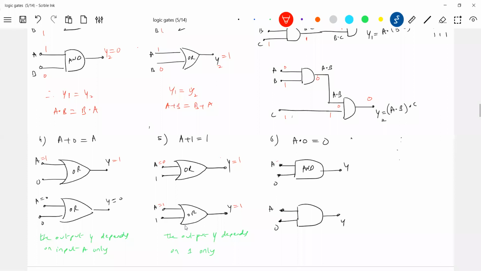So let A equal to 0, Y will be 0. A equal to 1, Y will be 0. Now tell me, the output depends on what? Depends on A or 0? Depends on 0 only. So therefore A dot 0 should be 0. The output Y depends on 0 only. Now A dot 1, okay, so A dot 1 should be A.